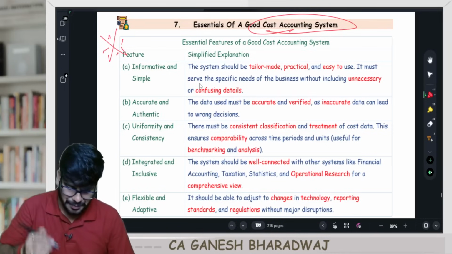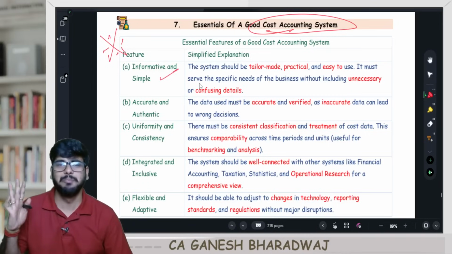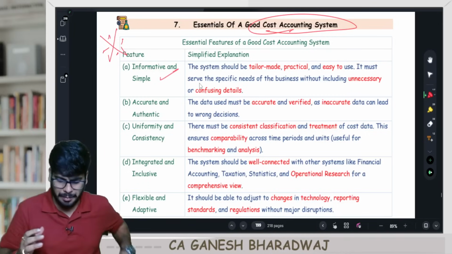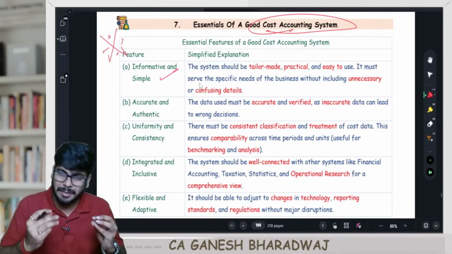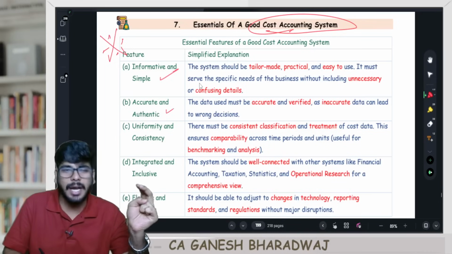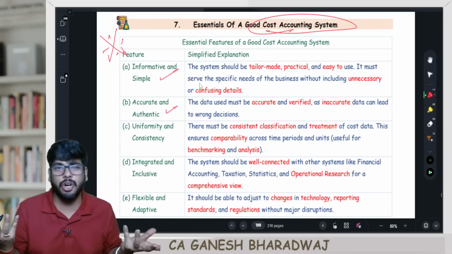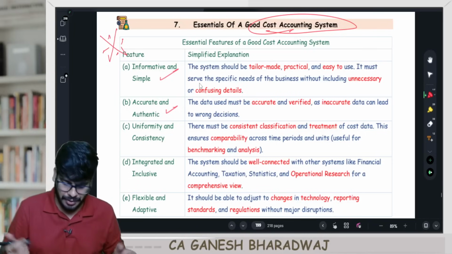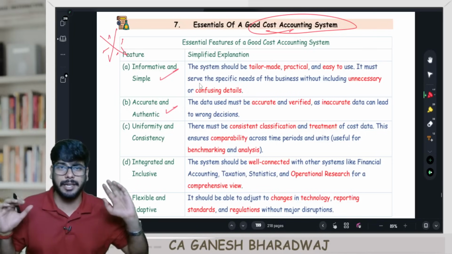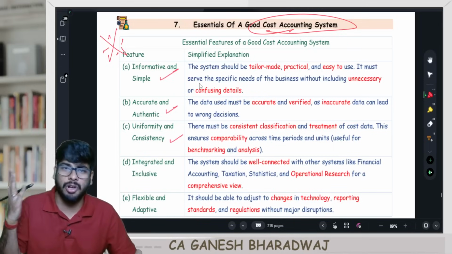It's slightly easier. Simple. Number one, a good cost accounting system should be informative and simple, right? Based on your industry and your company's requirements, make sure that your cost accounting system gives you information and it is easy and simple. Number two, it has to be accurate and authentic. Obviously, the figures should be correct. There should not be any discrepancies or differences, and it should be authentic, which means any inaccurate data should not enter into your cost accounting system.